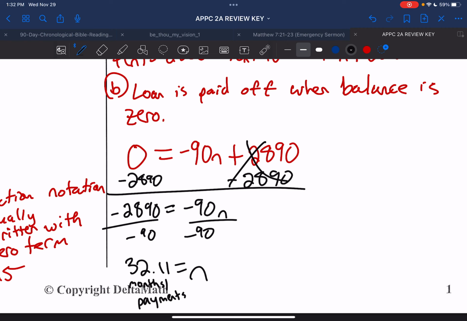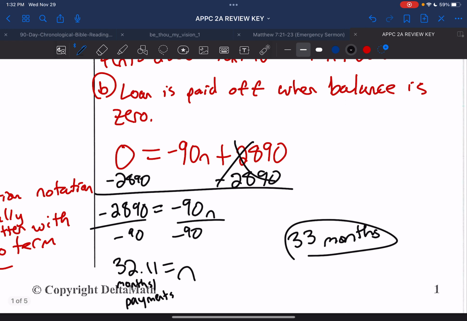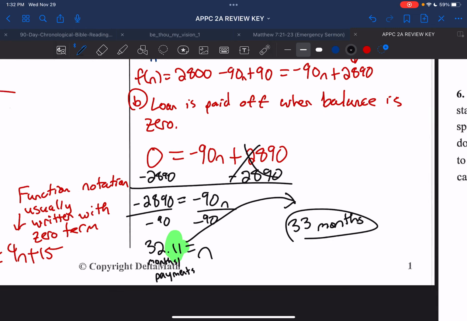Okay. So really, it's going to take me 33 months to pay it off, because at the end of 32 months, I'm not going to have it paid off yet. There's still going to be a little bit of a balance. That's where this highlighted 0.11 comes from. So I have to round up to the next month for it to be completely paid off.